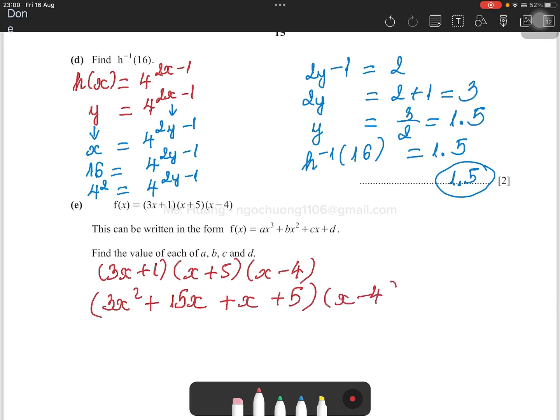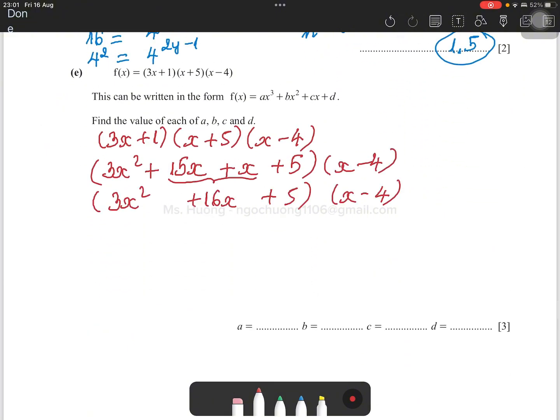Times x minus 4. Now we simplify this into 3x squared, 15x plus x is 16x, plus 5, times x minus 4. Now 3x squared times x is 3x cubed. 3x squared times negative 4 is negative 12x squared. 16x times x is 16x squared. 16x times negative 4 is negative 64x. 5 times x and 5 times negative 4.